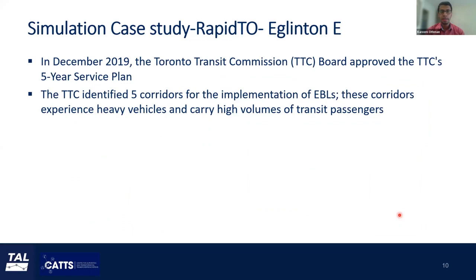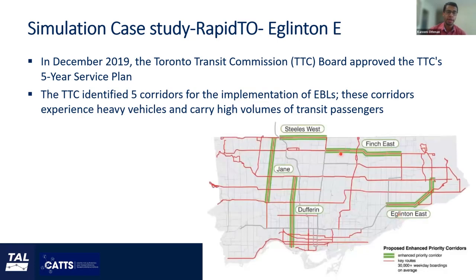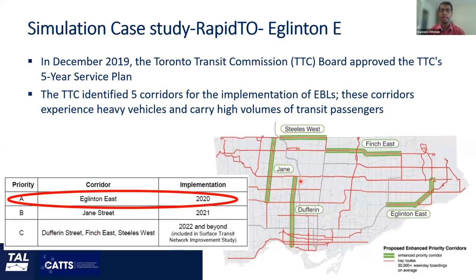So for our simulation case study, we have selected one of the RapidTO corridors. In 2019, the TTC identified 5 corridors for the implementation of exclusive bus lanes to give transit some space priority. And in terms of priority, Eglinton East was selected as the corridor with the highest level of priority, and exclusive bus lanes were implemented in 2020. So we have selected Eglinton East as our simulation testbed to test our driver advisory system and how it performs compared to do nothing.